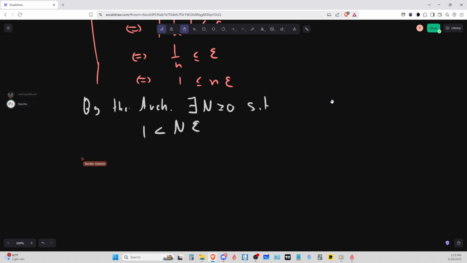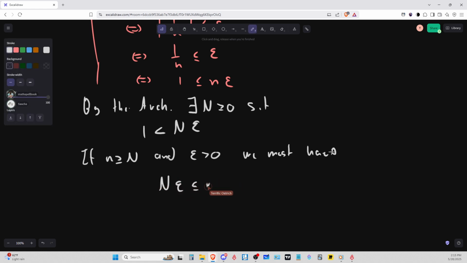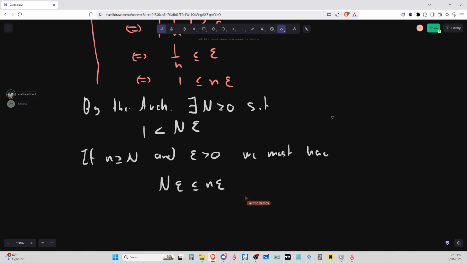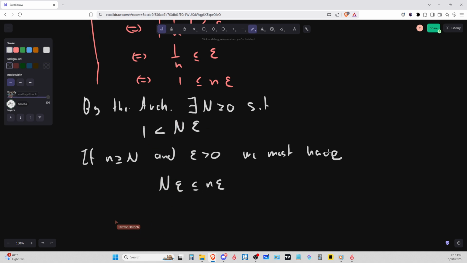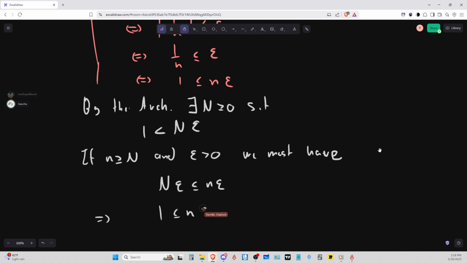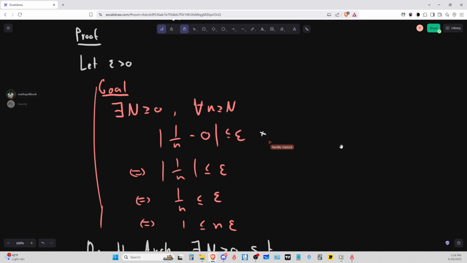From that, it's not very complicated, because if n is bigger than big N, and epsilon is a positive number, we must have that n times epsilon must be bigger than big N times epsilon. Therefore, if you use the bound that we have here, we have that 1 has to be smaller than n epsilon. But the thing I wrote in red in the goal, this inequality is exactly the same as the one we care about above.